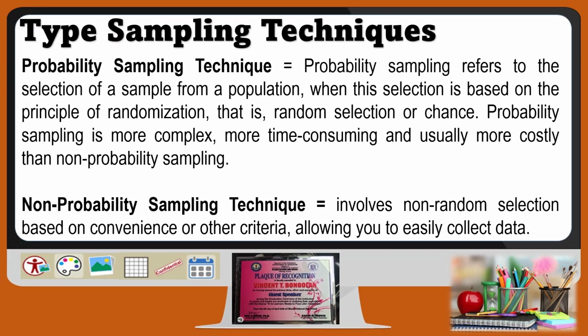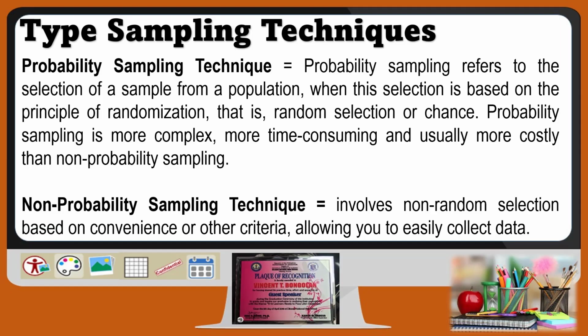All right? There are two types of sampling techniques: the probability and non-probability sampling technique. The probability sampling technique refers to the selection of the sample from a population when this selection is based on the principle of randomization, that is, random selection or chance. Probability sampling is more complex, more time-consuming, and usually more costly than non-probability sampling.